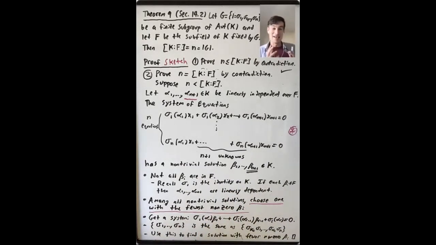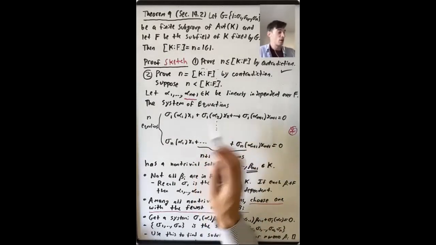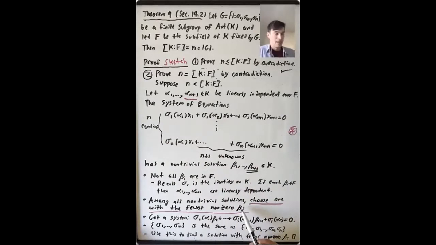And now, one big idea is similar to the proof that we gave for linear independence of characters. There maybe are many different solutions, non-trivial solutions, beta 1 up through beta n plus 1. So among all of these non-trivial solutions, we're going to choose one with the fewest number of non-zero beta i's. By renaming the alpha i's if we have to, we can suppose that the non-zero beta i's are beta 1 up through beta r. Okay, we can also note that this is a homogeneous linear system of equations. So if we divide each beta i through by the same value, we get another system. So we can divide all of the beta i's through by beta r, and then we can suppose also that beta r equals 1.